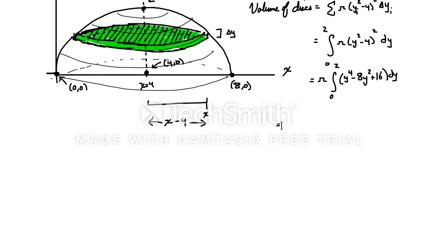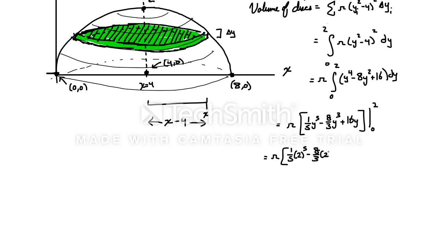Might as well perform the rest of the integral. It's going to be pi, integrating term by term. We'll have 1/5 y to the fifth minus 8/3 y to the third, this is the power rule for anti-differentiation, plus 16y, which must be evaluated from 0 to 2. The fundamental theorem of calculus says we must do this function with 2 subbed in for y, and then subtract the function with 0 subbed in, but with 0 subbed in, all of these terms would cancel out. So I'm just going to substitute 2, get pi times 1/5 2 to the fifth, minus 8/3 2 cubed, plus 16 times 2, which my calculator says is 53.61.